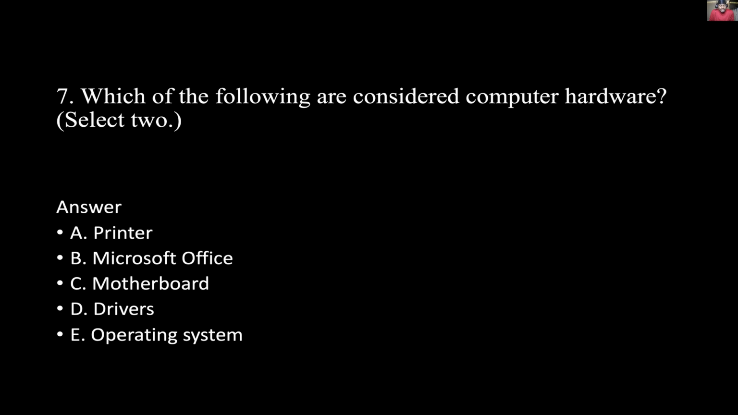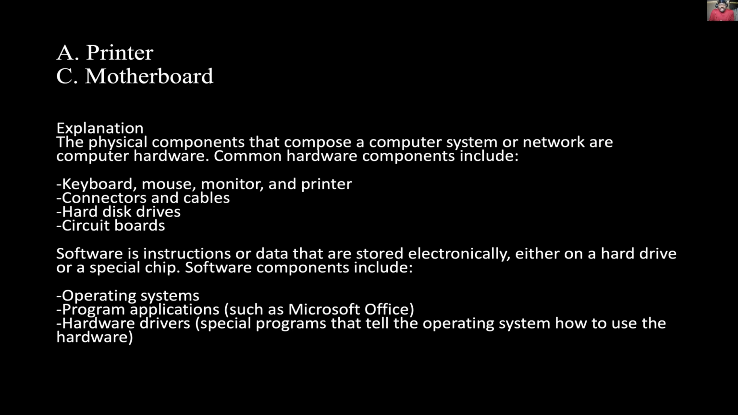B, Microsoft Office. Kind of software. C, motherboard. Yeah, that is hardware. D, drivers. Device drivers? Nah. That's software. Operating system. Linux, macOS, Windows. So here, A and C, printers and motherboard.